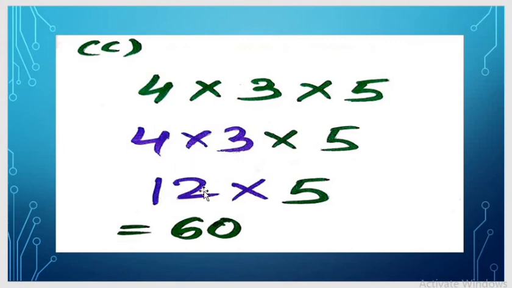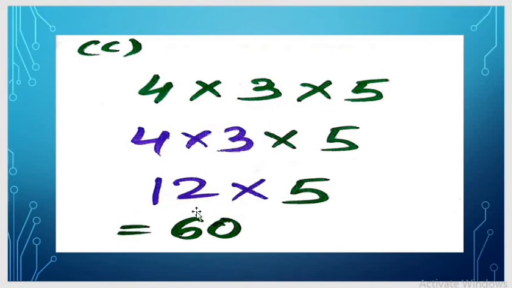4 3s are 12, 4 1s are 4, 4 2s are 8, 4 3s are 12. And then multiply by 5. So 12 1s are 12, 12 2s are 24, 12 3s are 36, and 12 4s are 48, and 12 5s are 60.